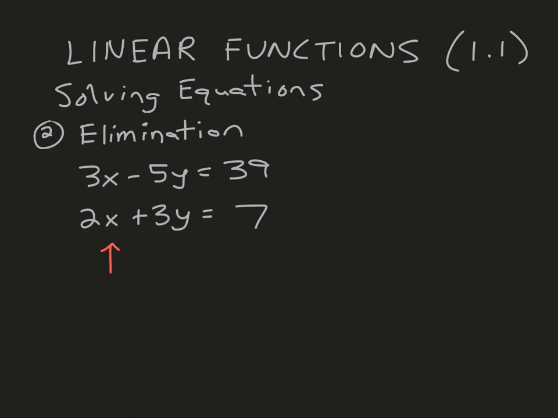I need those to be the same number, regardless of sign. One could be negative, one could be positive. It's totally fine. So I'm going to shoot for a 6. I'm going to multiply the top equation by 2 and the bottom equation by 3. That's going to allow me to end up with 6x in front of both, or a 6 essentially in front of both of the x terms.